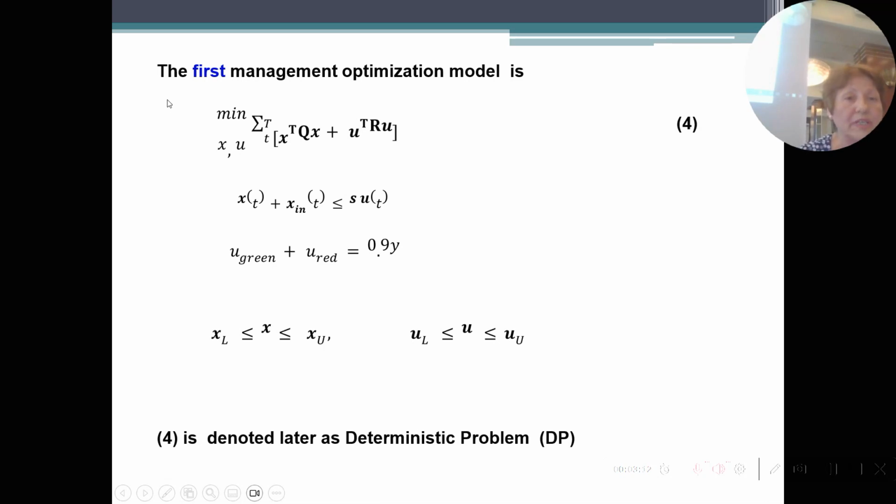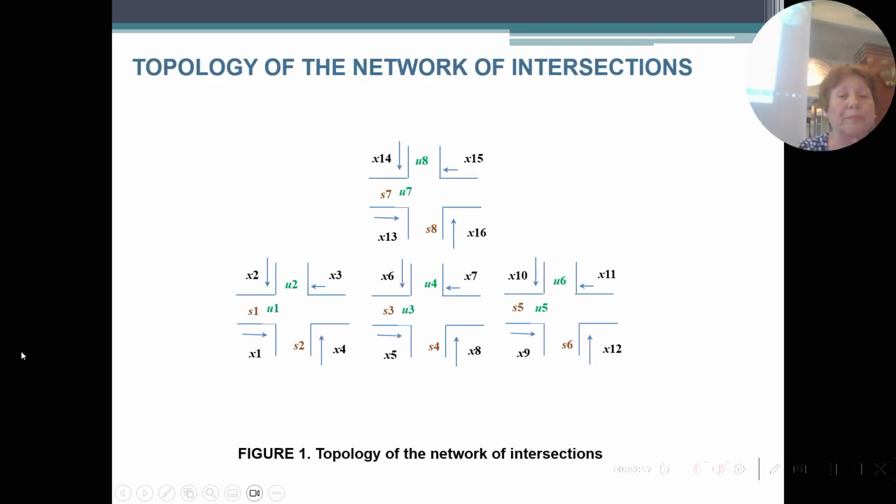The first management optimization model is a nonlinear quadratic optimization model, which minimizes the queues in front of intersections and green light durations. This is in quadratic form. The green light, red light, and yellow light sum is the cycle duration, y. The control variables x and u are limited to boundaries. Later, this model is denoted as the deterministic problem.